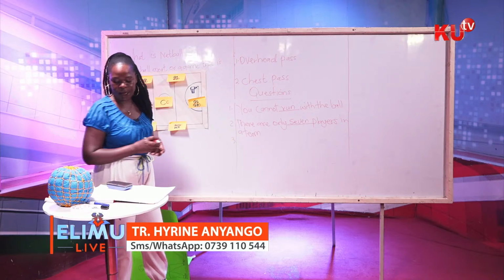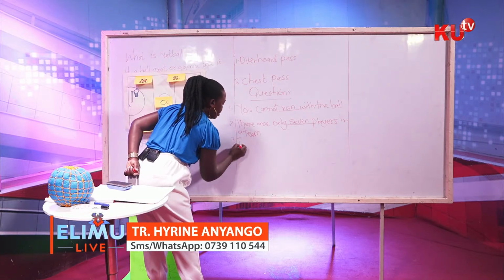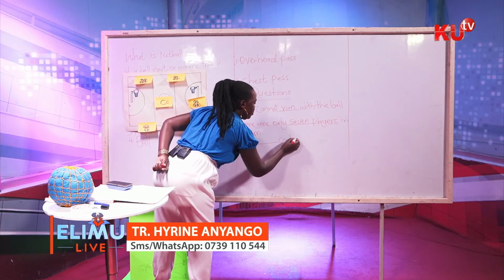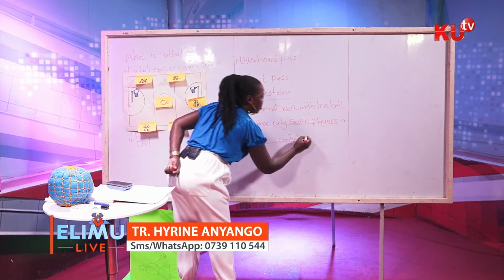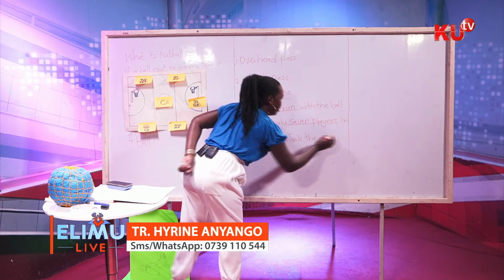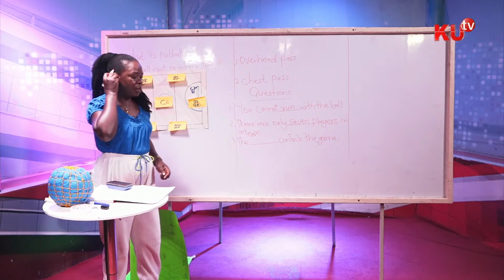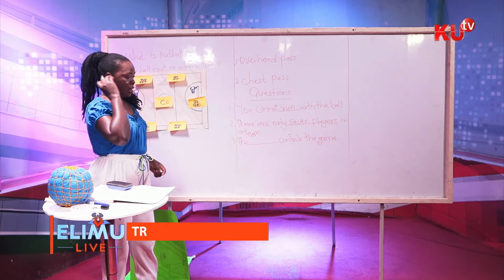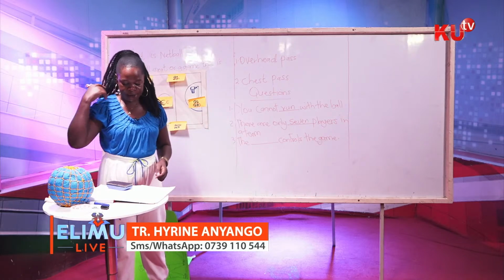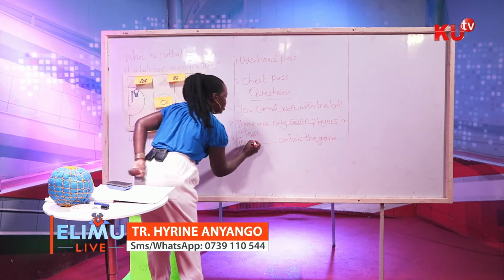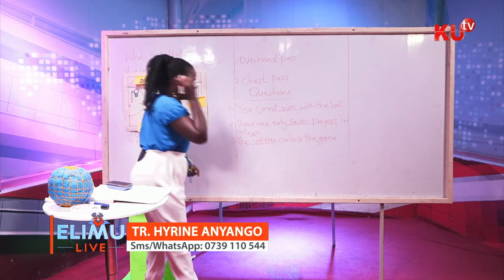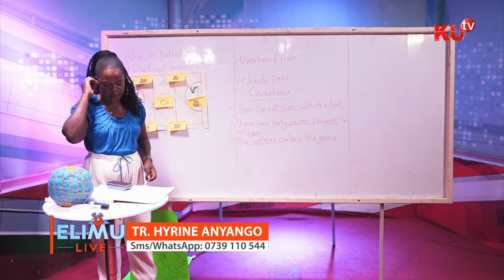Number 3, the dash controls the game. So who controls the game? As I said earlier, the person who controls the game is the referee. The referee controls the game.